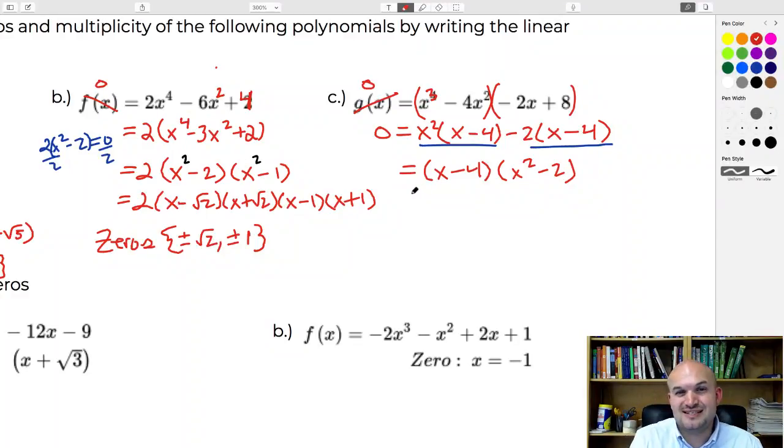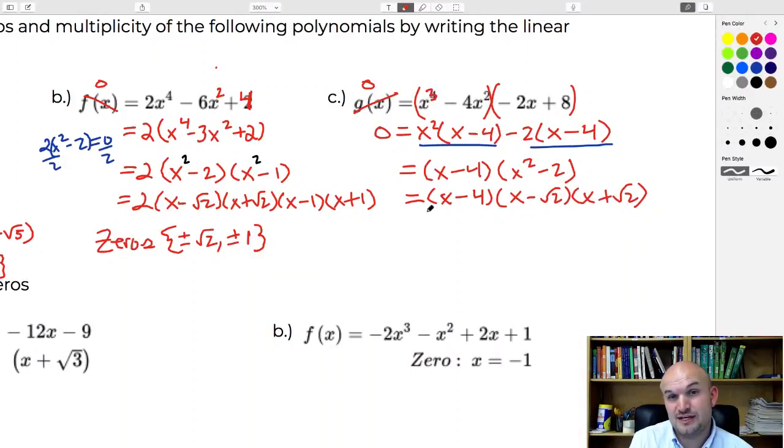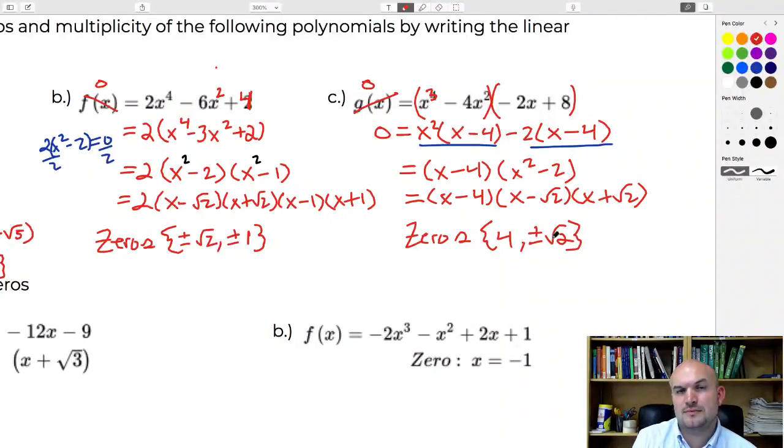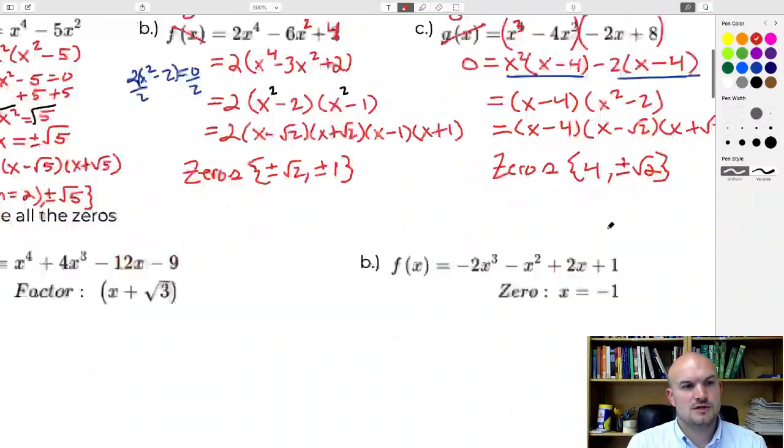but we already factored this down, right? So let's just go ahead and factor this down here to x minus the square root of 2 times x plus the square root of 2. Okay, and therefore you can see here we have 3 zeros, and they all have a multiplicity of 1. So we have 4, and then plus or minus the square root of 2. Boom. All right, so now let's go ahead and move on to the next problem.